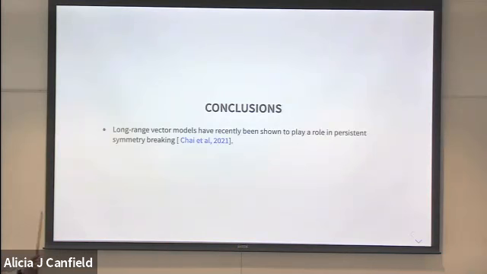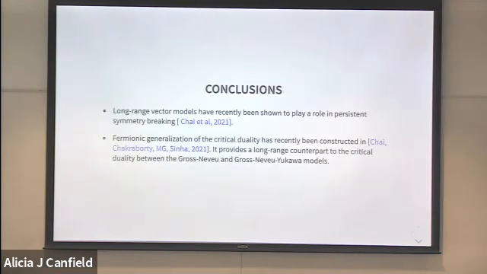Recently, there has been some discussion of persistent symmetry breaking, i.e. symmetry breaking at arbitrarily high temperature in vector models, and long-range models play a role in that. There is a fermionic generalization. Obviously, there would be no chance for me to discuss it today.